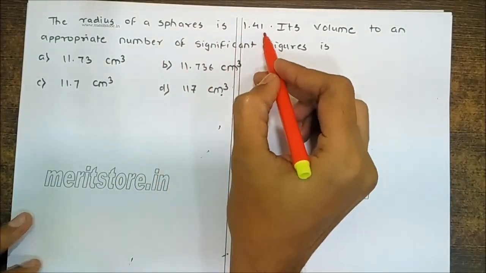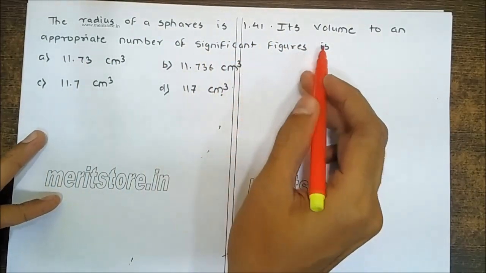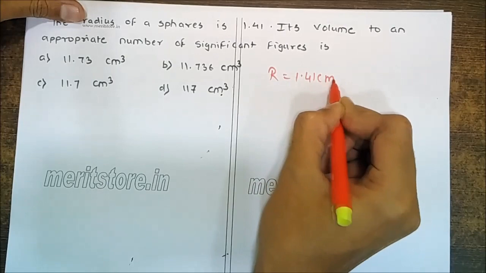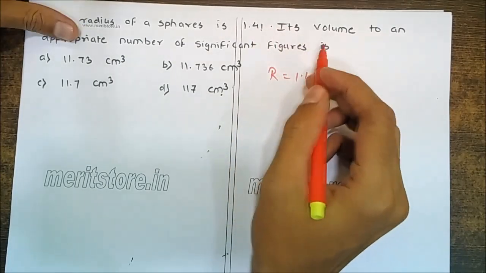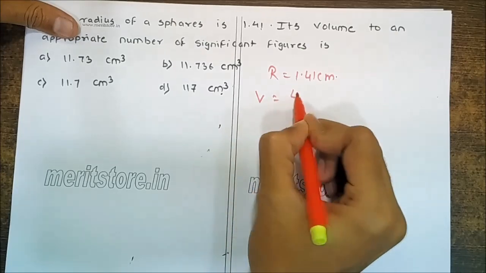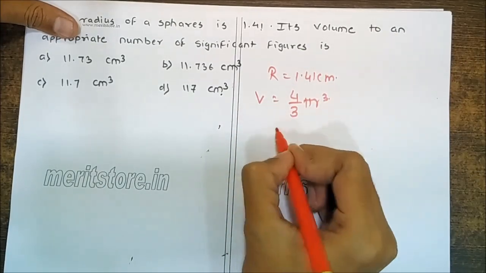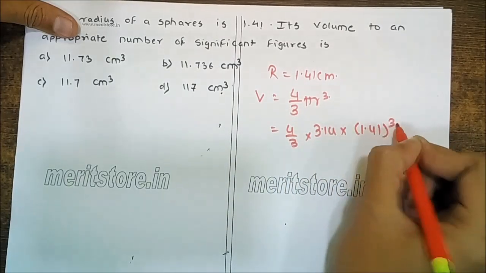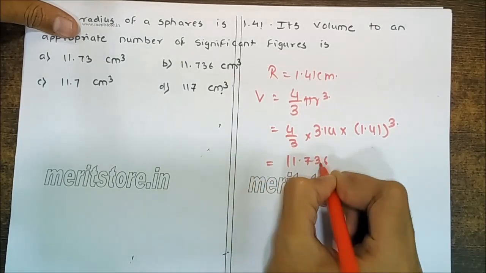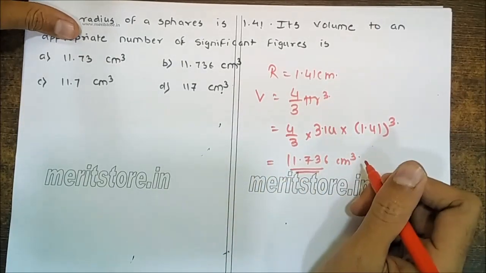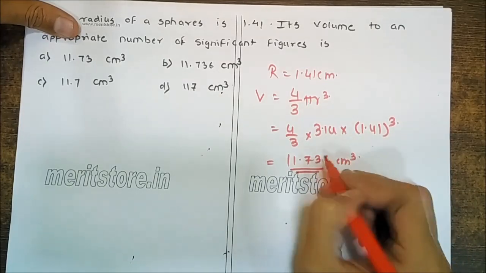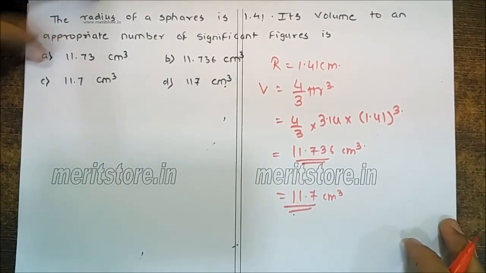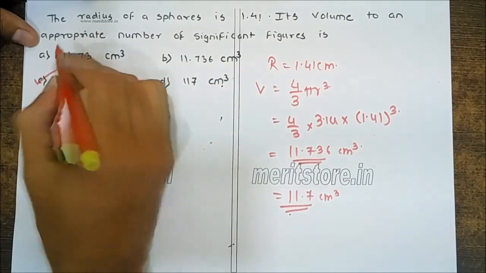The radius of a sphere is 1.41 centimeters. Its volume to an appropriate number of significant figures is? So we need to find the volume. Volume is equal to 4 by 3 pi r cube for a sphere. So that will be 4 by 3 into 3.14 into 1.41 the whole cube, which gives the value of 11.736 centimeter cube. When we round this to three significant figures, we get the value to be 11.7 centimeter cube.